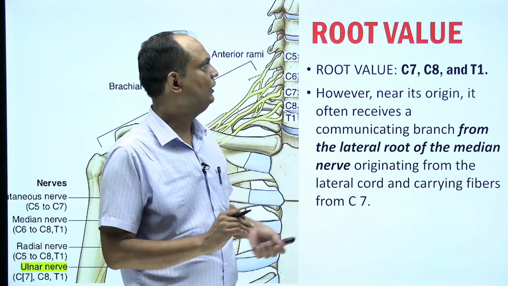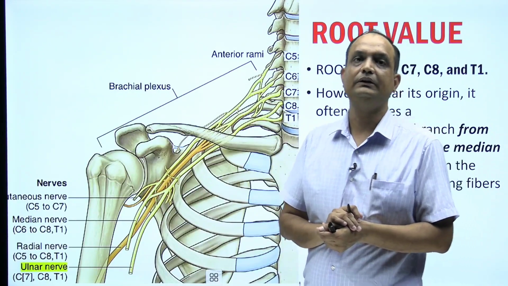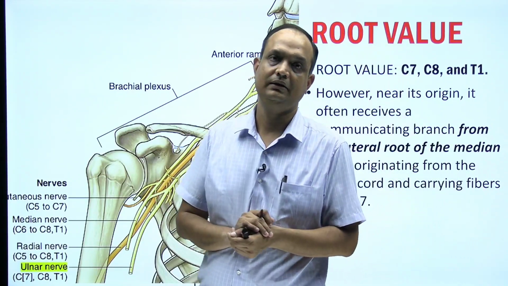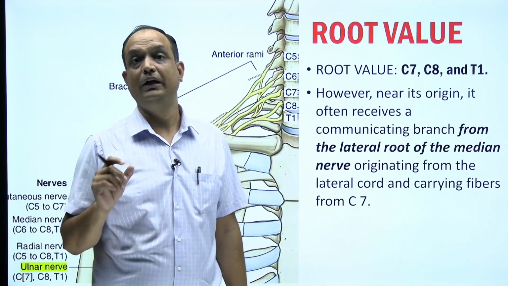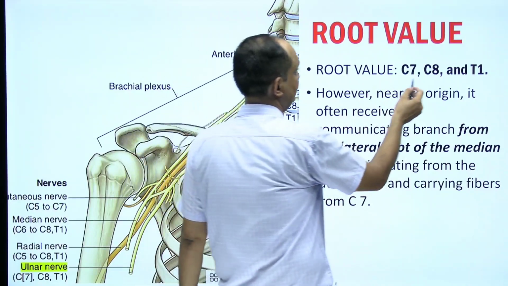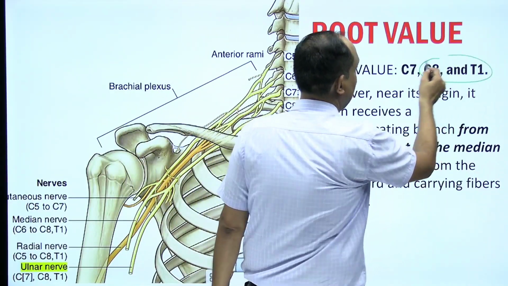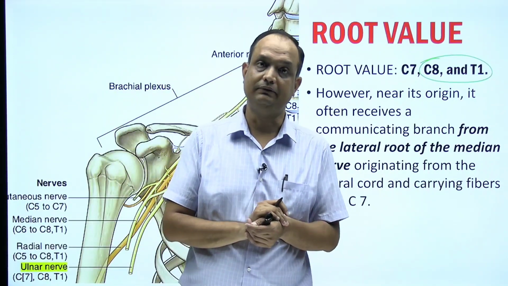Now, what is the root value of the ulnar nerve? The root value of the ulnar nerve is C7, C8, T1. My dear students, you have to understand one very important concept here: the ulnar nerve is a branch of the medial cord, and the medial cord has the root value of C8 and T1.